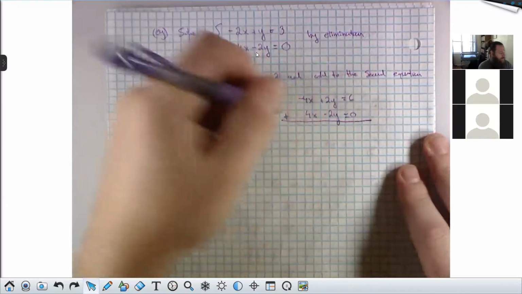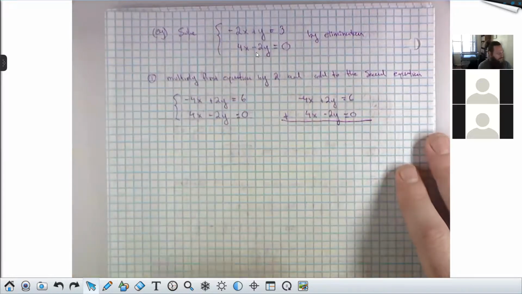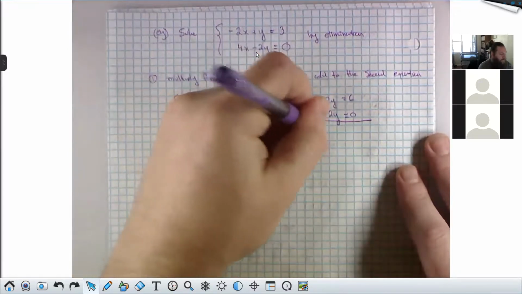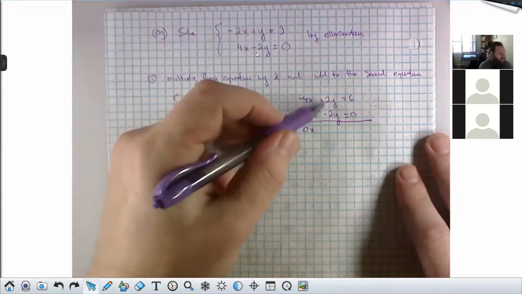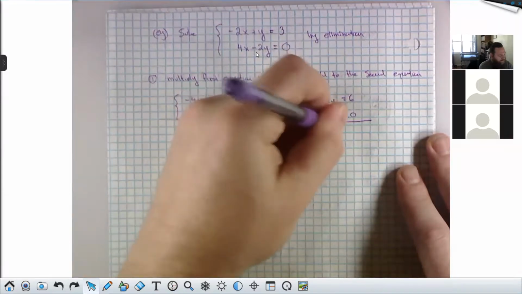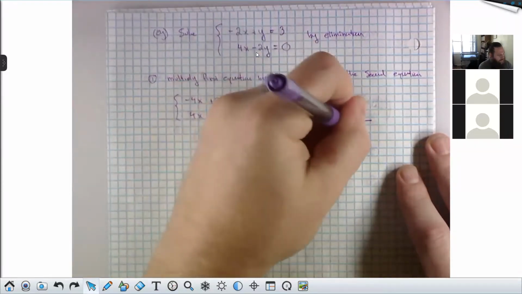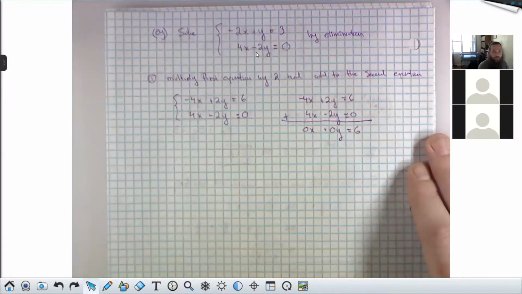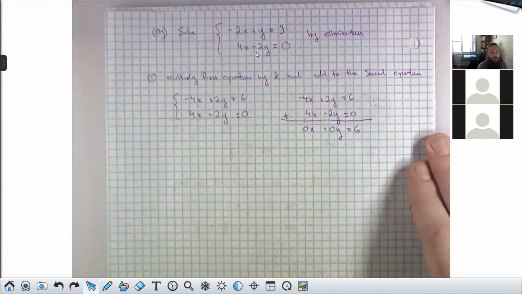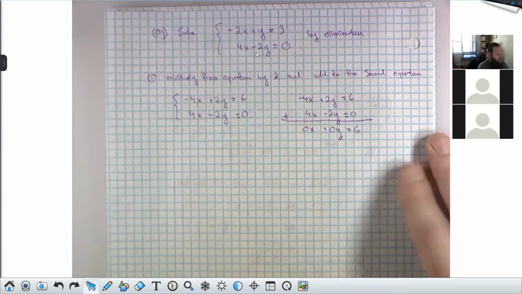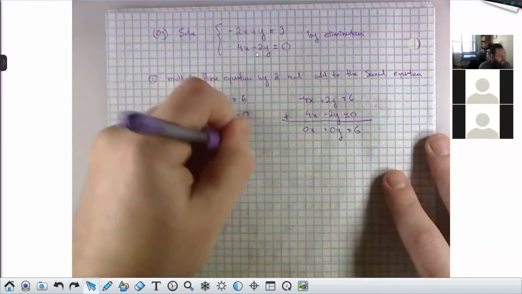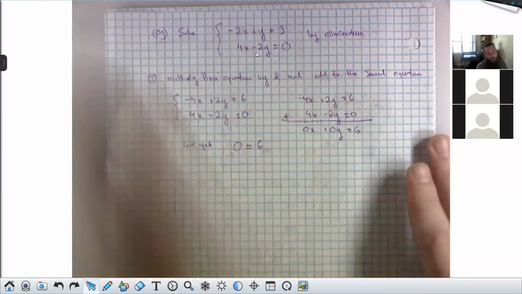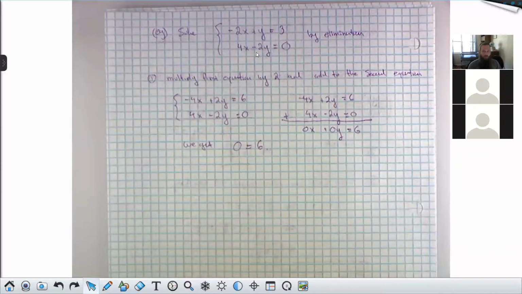something strange happens. Negative 4x plus positive 4x is 0x. That's what we wanted to happen. But also here, 2y plus negative 2y, that's 0y. And 6 plus 0 is 6. So I get 0x plus 0y equals 6. In other words, we get 0 equals 6. That's some weird stuff, right? Is 0 equal to 6?